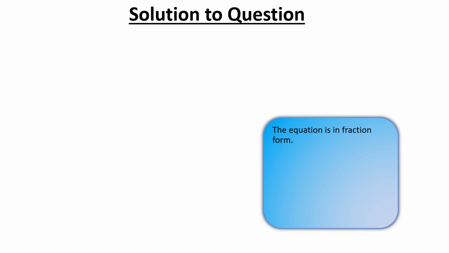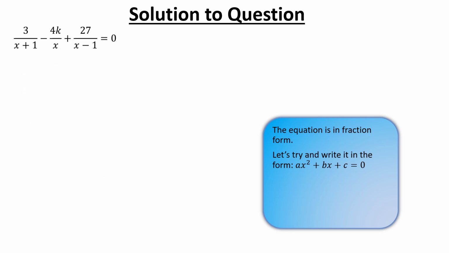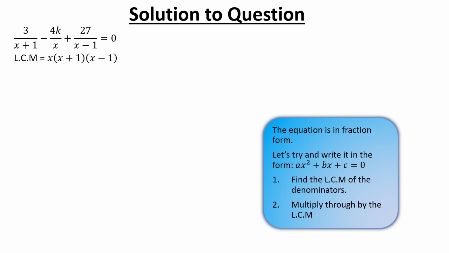So first of all, we know that the equation is in fraction form. So we want to try and write it in the form ax squared plus bx plus c is equal to 0, meaning a quadratic equation. So how do we do that? First, find the LCM of the denominators. So what's the lowest common multiple? Here it's just the product of the denominators. Now multiply through by the LCM to get an equation on one line.